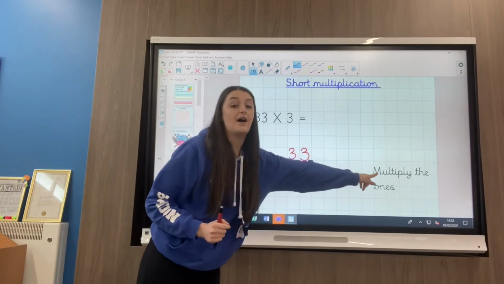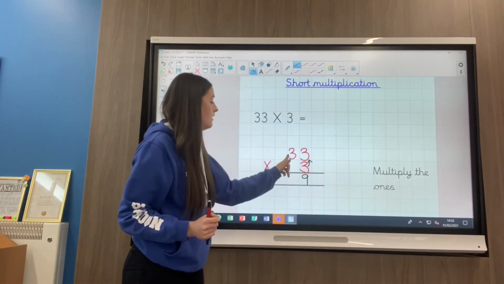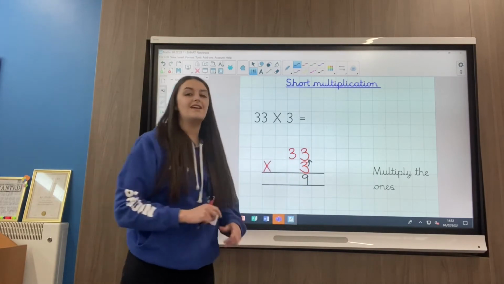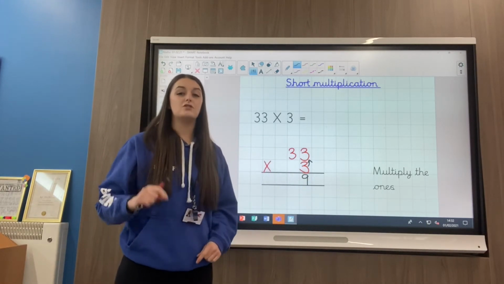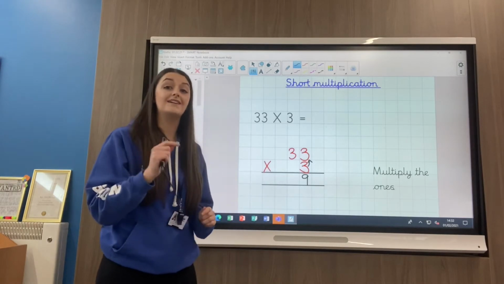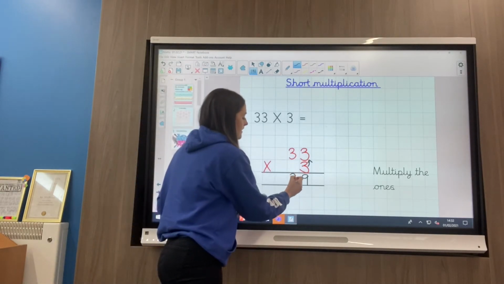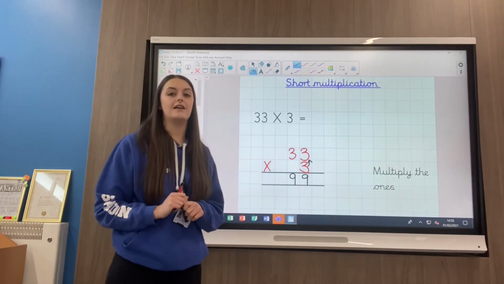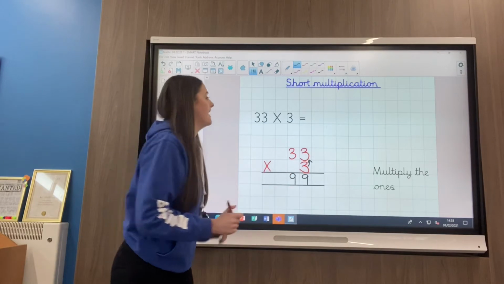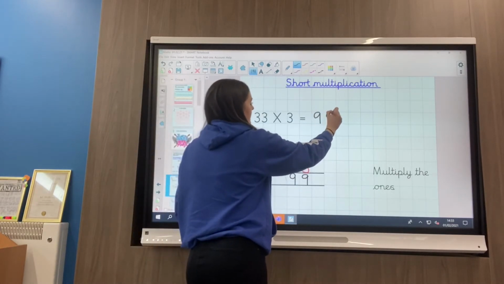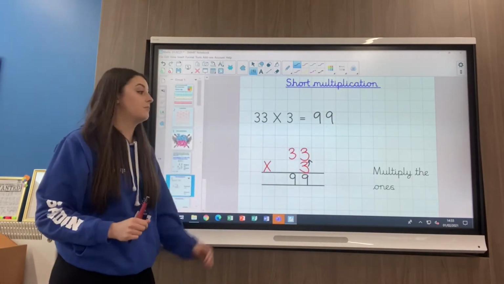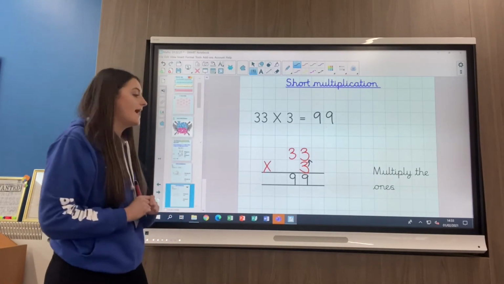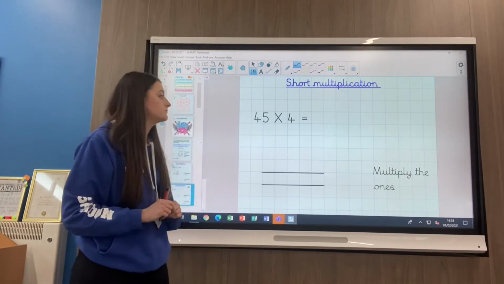I've multiplied my ones, so I'm now going to multiply the tens. So I've got 3 times 3 tens. 3 times 3 we know is 9, so it will be 9 tens. I'm going to put that answer under the tens column. So I had no numbers that I was carrying that time, so I could just line them up. So my answer to 33 times 3 is 99. Multiply the ones, then multiply your tens. Right, let's try one more.